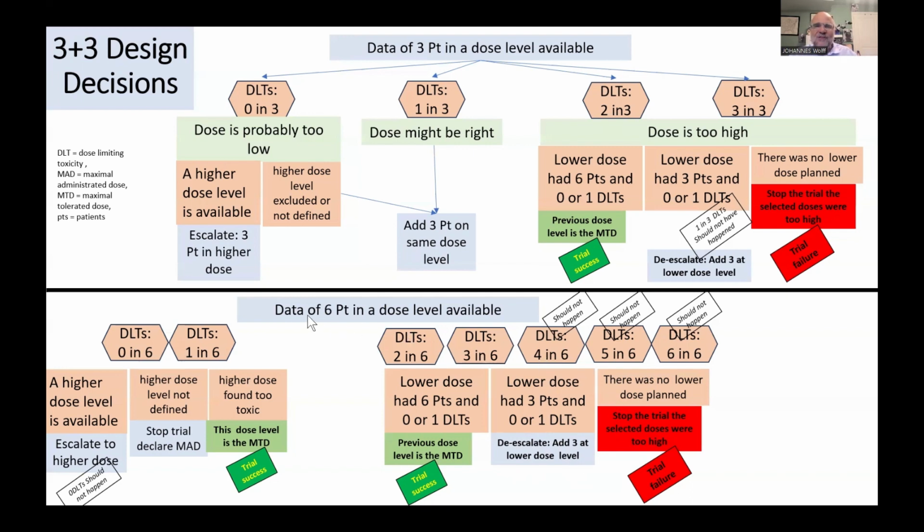What if the dose level that you're looking at, those 6 patients dose level, actually was the lowest dose level in the protocol? The protocol doesn't have a lower dose level defined. Then you're in the same situation as you could have been a month ago with the 3 patients. This trial is a failure. The doses that were defined for the trial were too high. You have to go back to the drawing board.